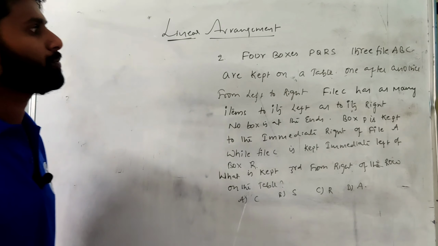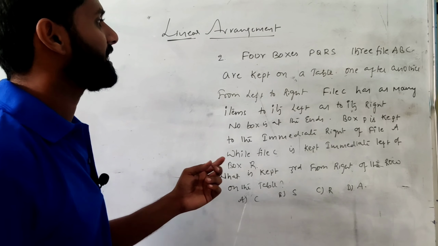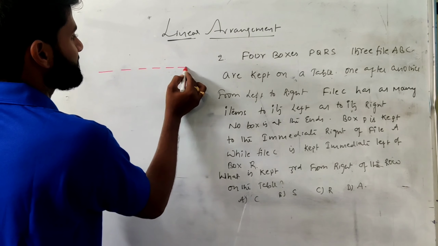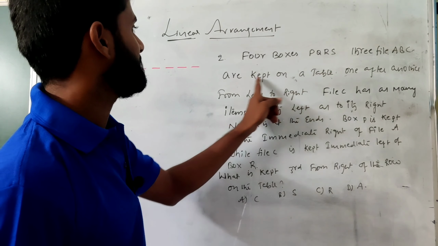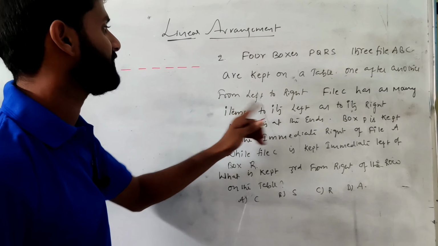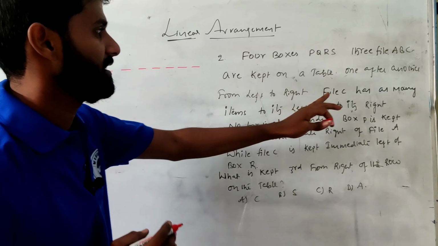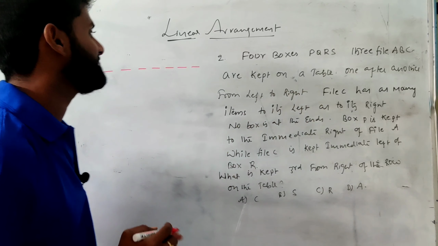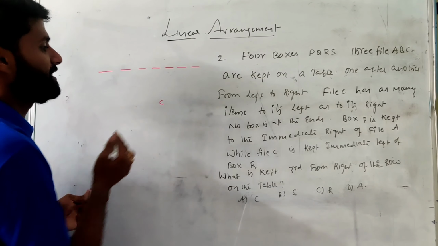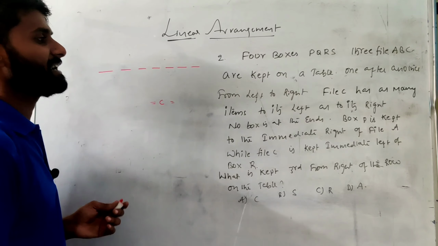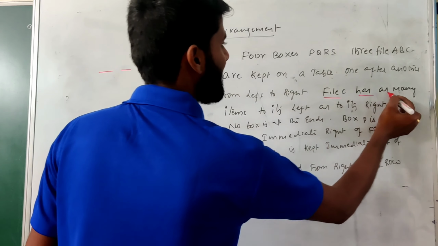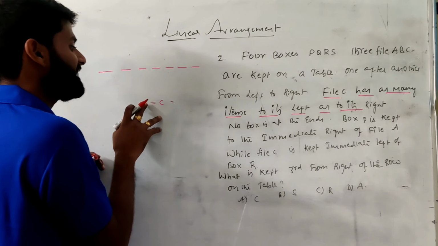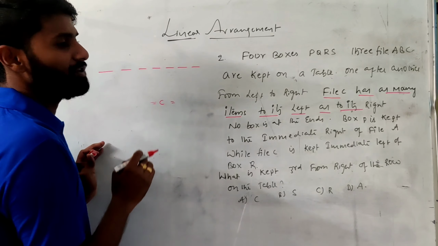See the next one. 4 boxes P, Q, R, S and 3 files A, B, C are kept on a table. In total we have 7: 1, 2, 3, 4, 5, 6, 7. They are kept on a table one after another from left to right, which means they are facing north. File C has as many items to its left as to its right. So the left side items are exactly equal to the right side items. That is the meaning.